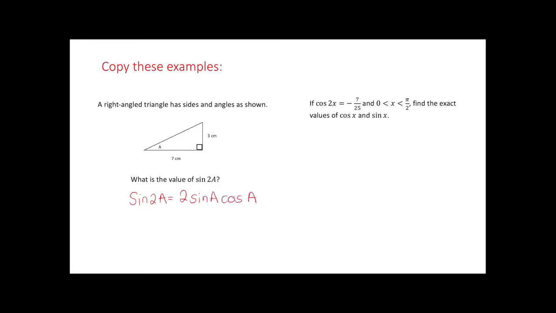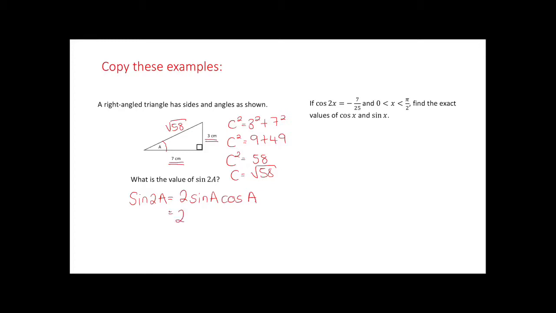So in this triangle, we are given our adjacent side, so it's adjacent to the angle A, and we're given opposite. We don't know our hypotenuse, however we do know that we can use Pythagoras to find our hypotenuse. So to find our longest side, which is c squared, it's going to be the two other sides squared, added together. So c squared would be 9 plus 49. C squared is 58, so c must be equal to root 58. So our hypotenuse is root 58. We can then use that in our formula to help us find the value of sine 2a.